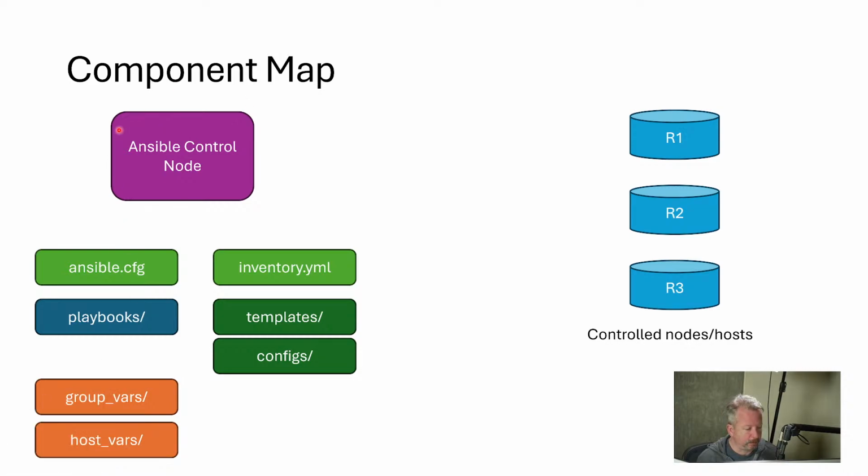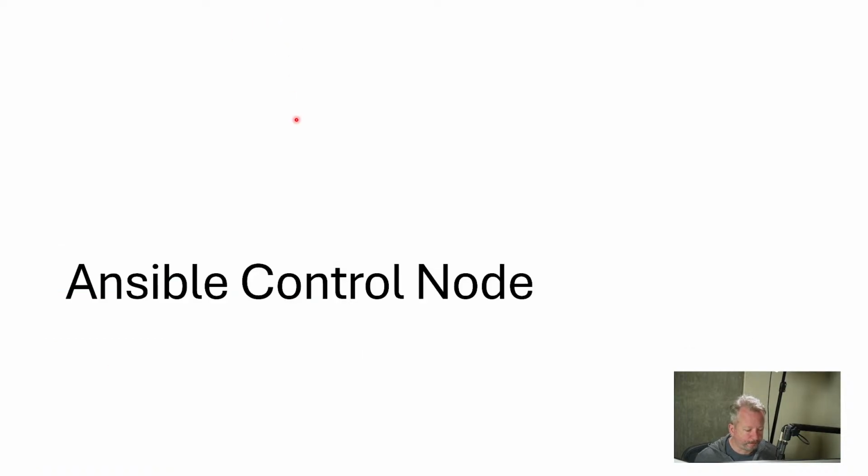today. So first, we're going to talk about the Ansible control node. Then we're going to talk about the Ansible config file, the inventory file. We'll talk about playbooks. We'll talk about the controlled nodes. And we'll also talk about group vars and host vars a little bit. Those are variables, and we're going to get more into that in the next episode. So that'll be tomorrow probably.